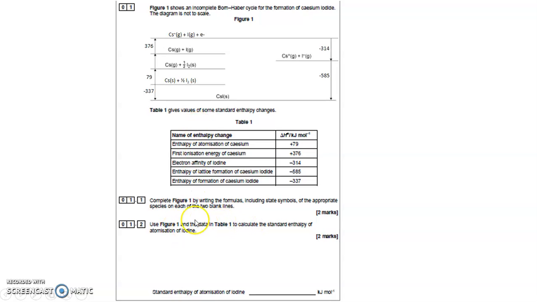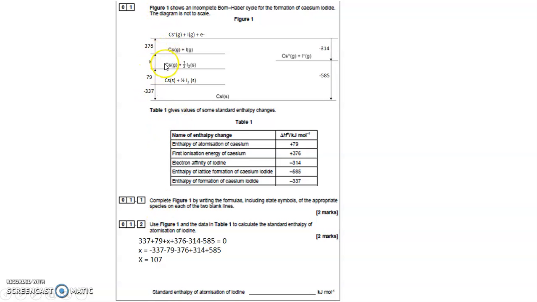Now, calculate the standard enthalpy of atomization of iodine. So I'm going to start at the bottom here. I'm going to go all the way up here and then down here and return back to this energy level line here. So going up and then down by the same amount, it should equal 0. So I'm going from here at the bottom up to this one here. So I'm going to reverse this sign, plus 337. So plus 337, this one's going in the right direction, 79.